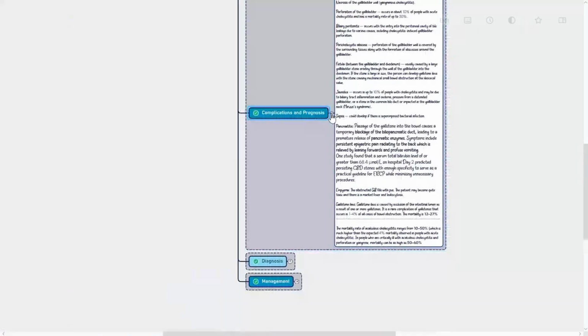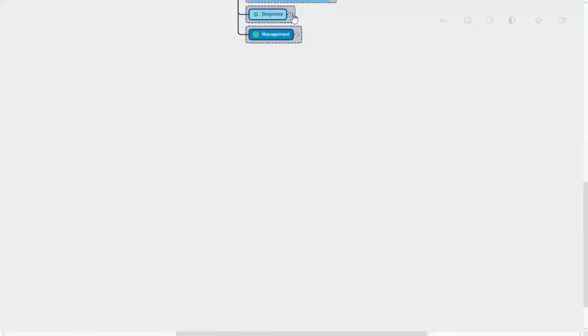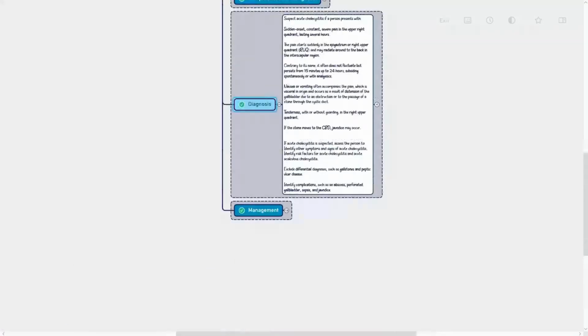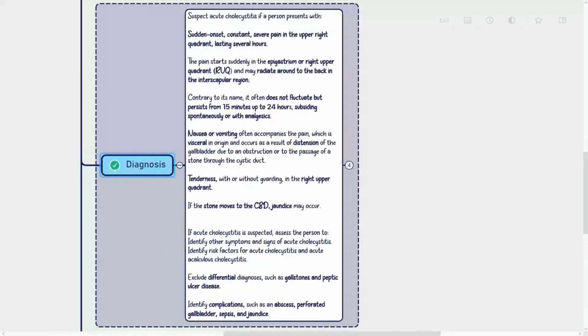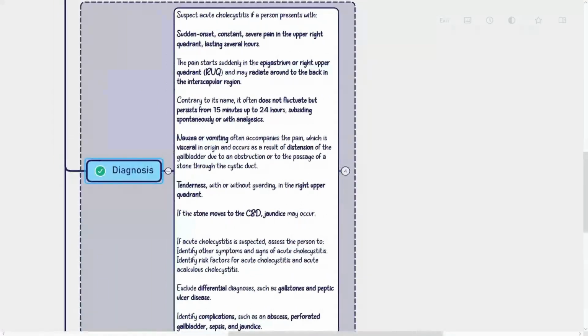Suspect acute cholecystitis if a person presents with sudden onset, constant, severe pain in the upper right quadrant, lasting several hours. The pain starts suddenly in the epigastrium or right upper quadrant and may radiate around to the back in the interscapular region. Contrary to its name, it often does not fluctuate but persists from 15 minutes up to 24 hours, subsiding spontaneously or with analgesics.